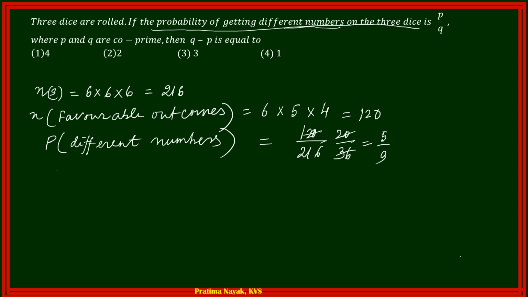So it is given to be P over Q. P over Q is 5 over 9. So what is the value of Q minus P? Q minus P equals 9 minus 5. That will be 4. So option 1 is correct.